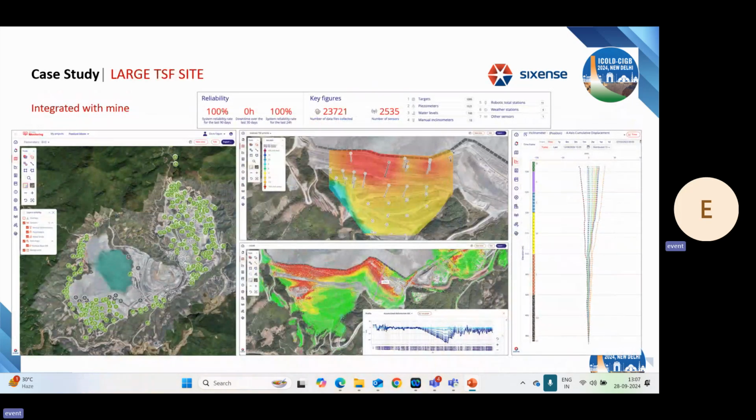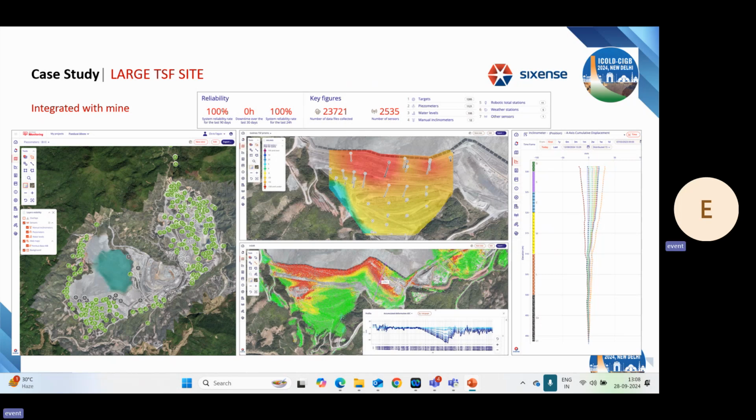And this is a large TSF site integrated or coupled with a couple of mines. At this site, it's hard to read those numbers, but there are over 1,200 prisms monitoring targets being read automatically by a network of 12 total stations. I believe they're provided by Hexagon. And there are about 1,300 piezometers, all wirelessly connected through a World Sensing data logging network. All of that data is feeding into Beyond Monitoring.